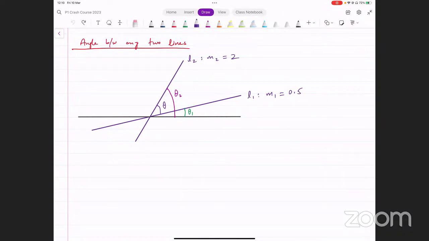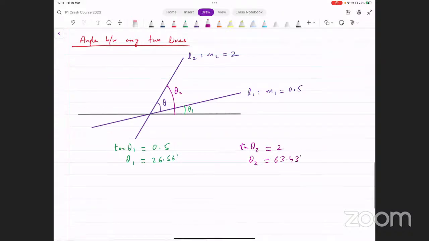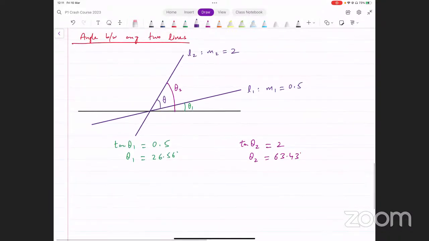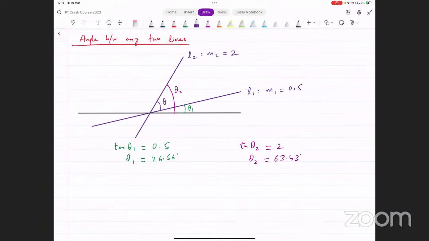Okay. So what's the formula? Remember, the formula that we did above was tan theta equals gradient. So for theta 1, we could say tan of theta 1 equals 0.5. That will give you some value of theta. Theta 1 turns out to be 26.56 from this. Do the same thing for the other line. Tan theta 2 equals 2. And theta 2 turns out to be 63.43 in this case. All you have to do now is subtract these two angles, find the difference between these two angles, and that will give you the result.